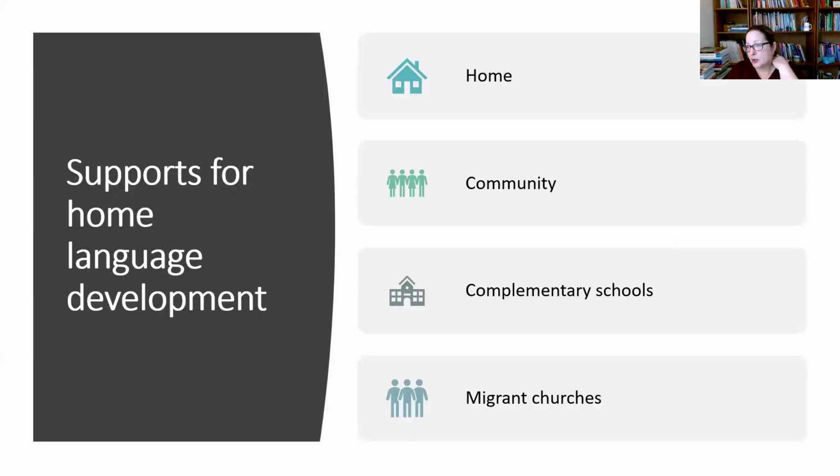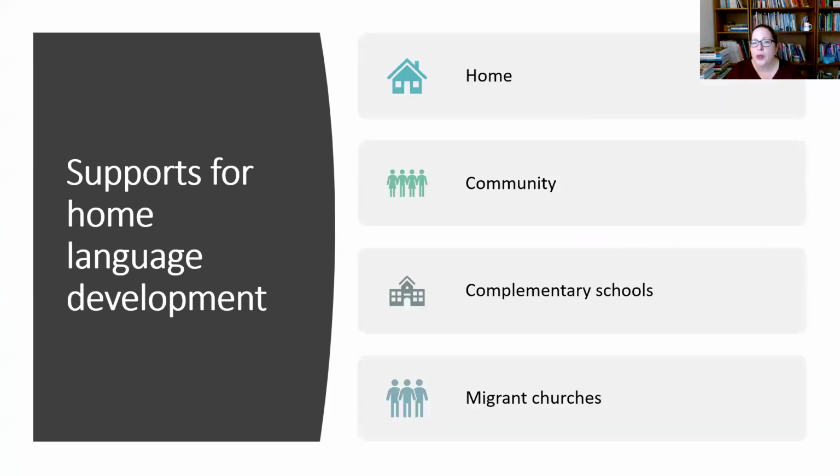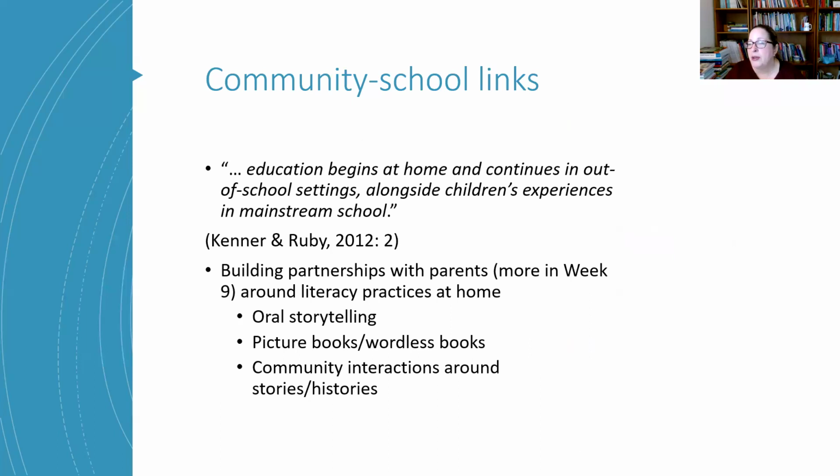There are other ways we can support home language, not necessarily at school, but with a partnership. And so we're going to talk about home, community, complementary schools, and migrant churches. In terms of the home, it's really important to build home-school links and partnerships with parents, because we know that what happens in the home is a significant contributing factor to students' education as well. If we're not connected with the parents, we're missing opportunities to find out what they are learning about at home, what they know, what they can do.